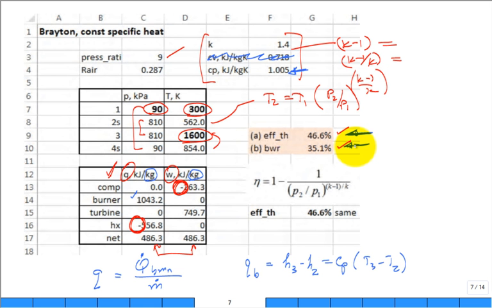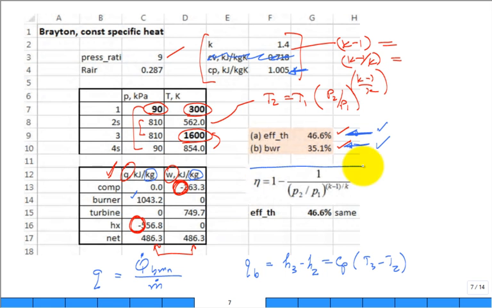So if you have any slippage, any degradation, let's say your turbine isn't isentropic flow through the turbine, or the compressor's not 100% isentropic efficiency, it will seriously degrade the system. And you will get a much lower thermal efficiency, and the back work ratio will go up above the 35%.